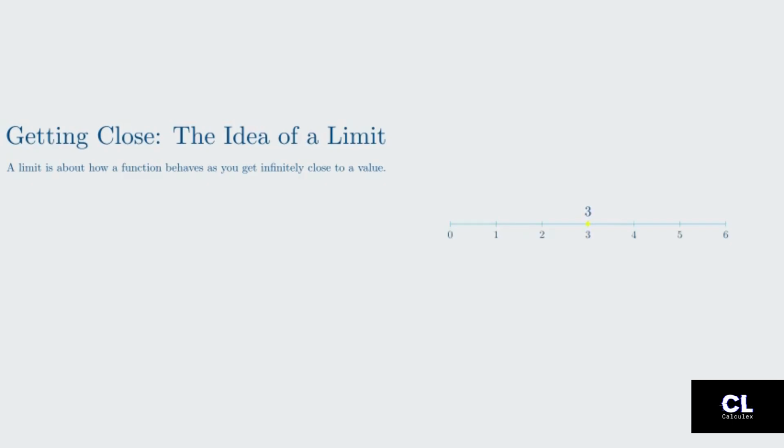Imagine we're interested in the value 3. When we talk about x approaching 3, we're not talking about x being 3. We're talking about x getting arbitrarily close to 3. It could be 2.9, 2.99, 2.999, or 3.01, 3.001. The notation for this is limit of f of x as x approaches 3. We write it like this.